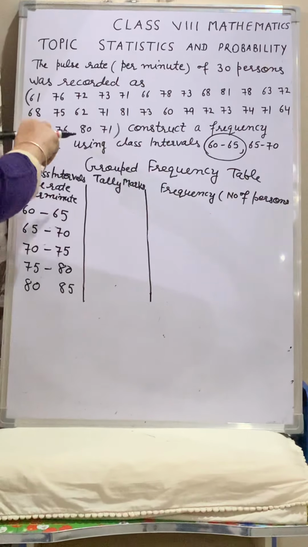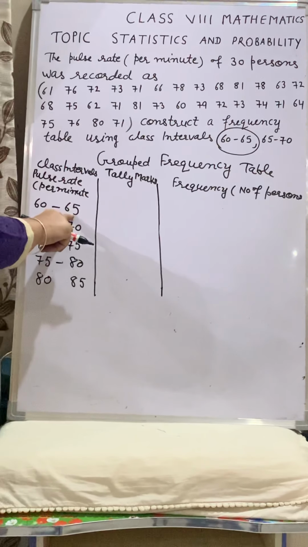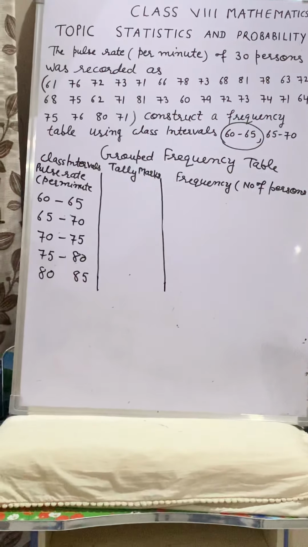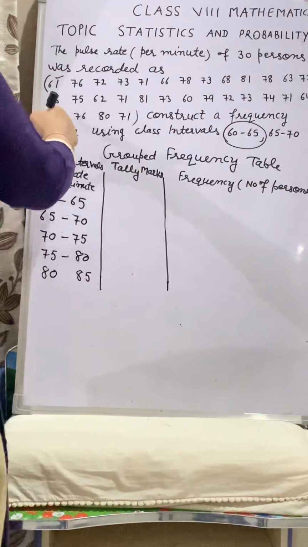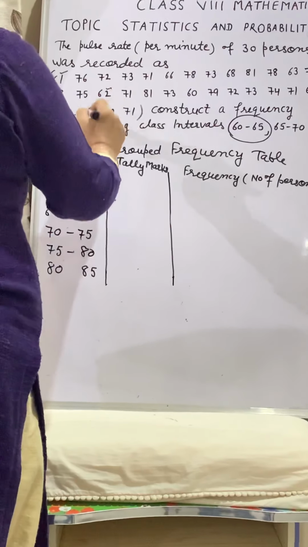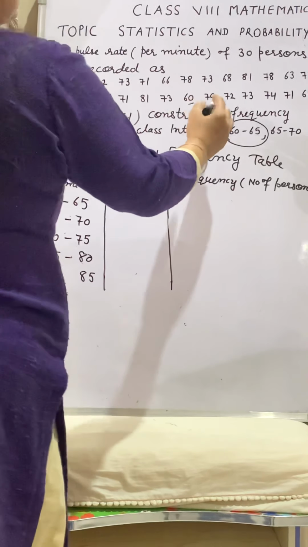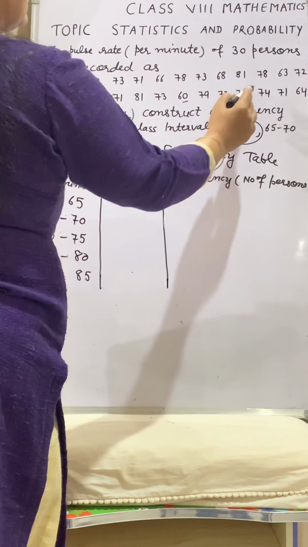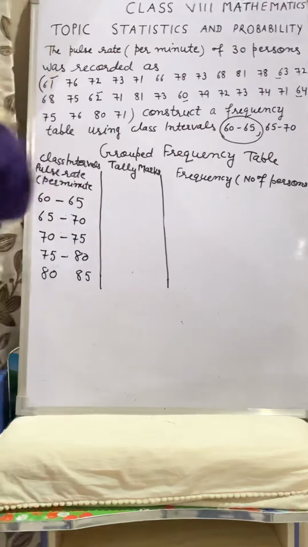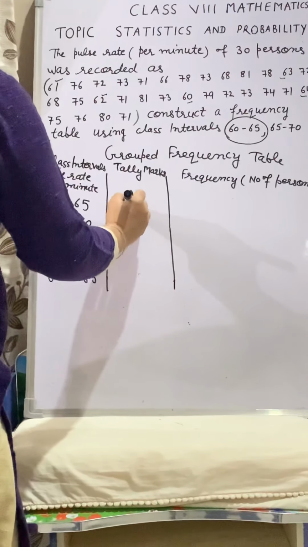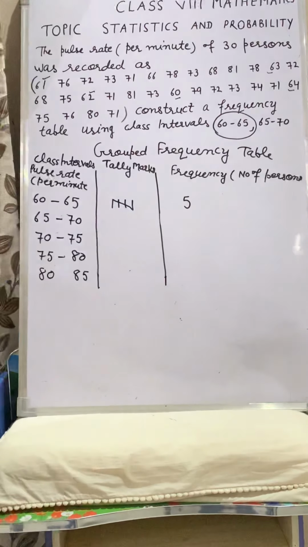Now you have to count. In this group you count 60 to 64.9. Here decimals are not given, so you count 60 to 64 only. 1, 2, 3, 4 and 5. Then tally marks 5, and you write frequency is 5. Next is 65 to 70. You will count here 65 to 69.